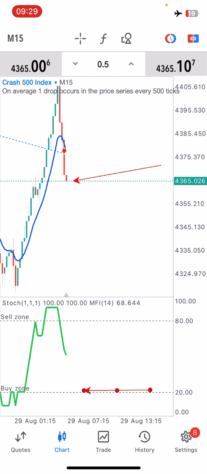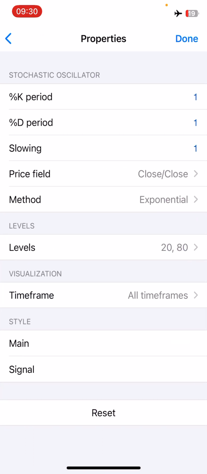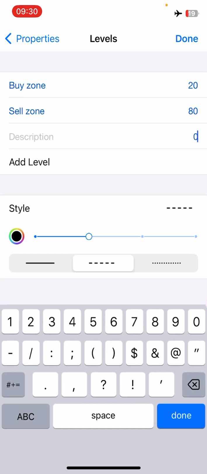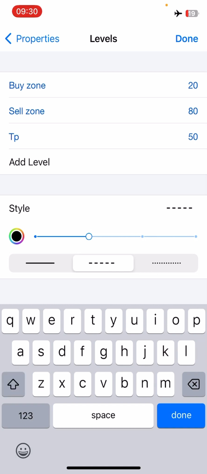But what you can even do is add another level. If you know that you don't attend to the charts very often, go back to your indicator section, go to stochastic oscillator, go to levels, add a level called level 50. Okay, this is going to be your take profit level or your re-entry, or your entry if you miss all your levels.